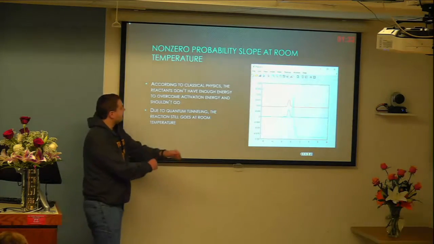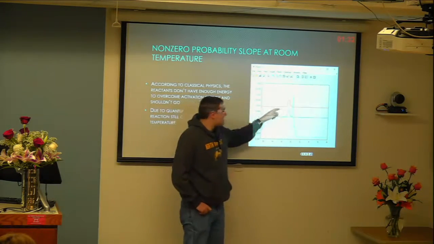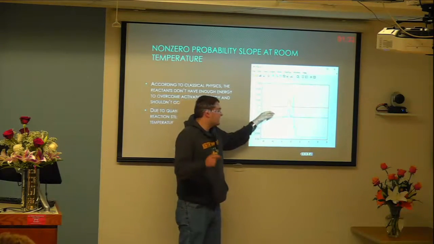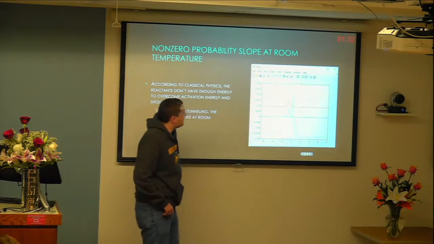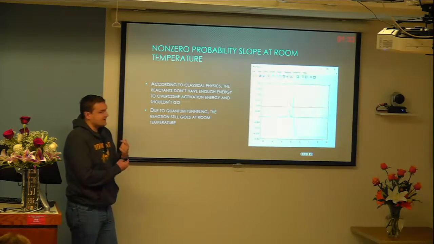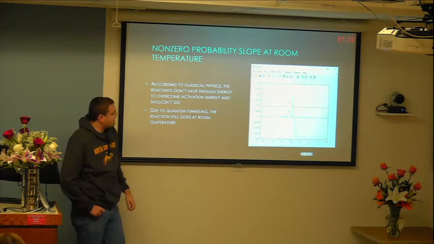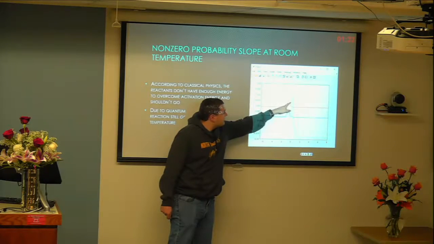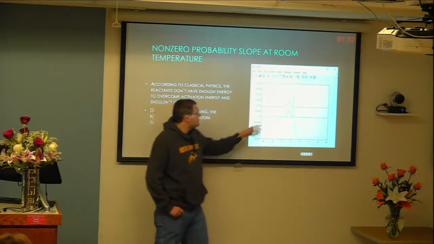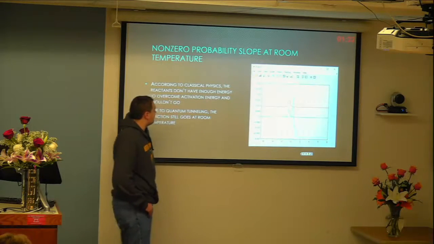So a big discovery when I was running the code is this reaction can happen at room temperature, as shown by the video earlier. Normally, under classical physics, your reactants aren't above the activation energy, so the reaction shouldn't go. But I have a table of probability, and the slope is non-zero probability. So the reaction does go, and this is due to quantum tunneling. You won't get as much product, but the reaction still goes due to quantum tunneling.